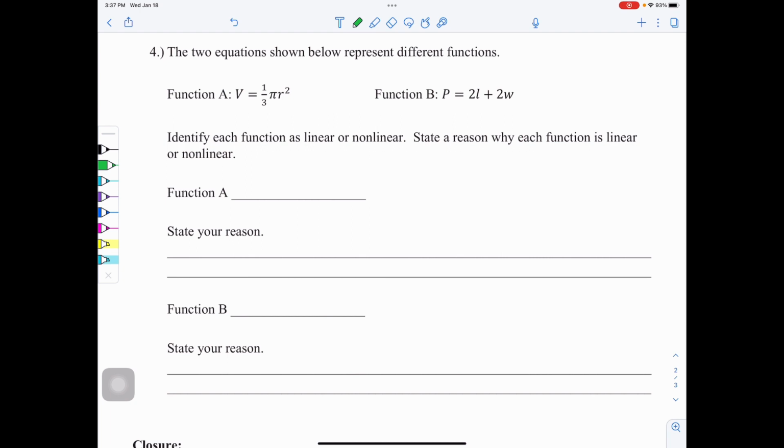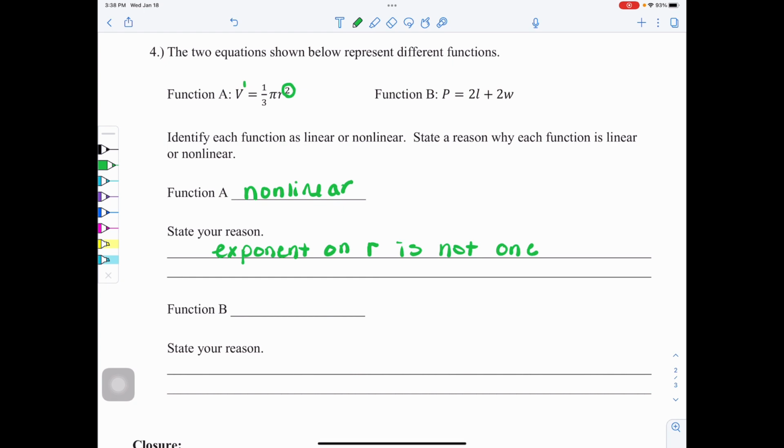If I look through, I see the V exponent of 1 because I don't see anything. And as I continue to look, I run into not a 1 on our variable r. So that means function A is nonlinear. And my reason is because the exponent on r this time, because that's the variable affected, is not 1.